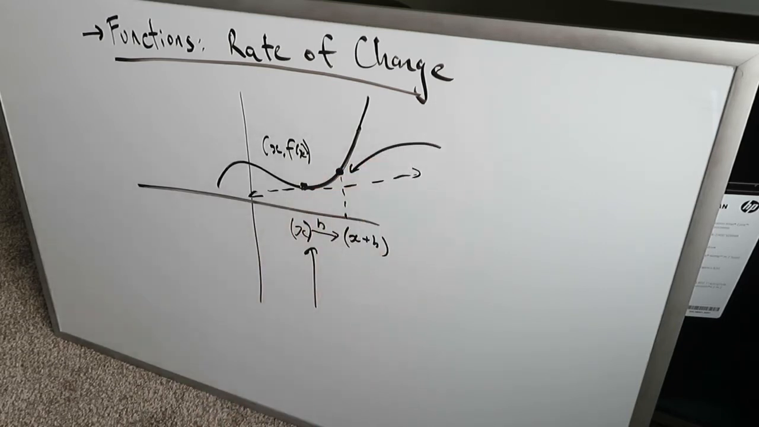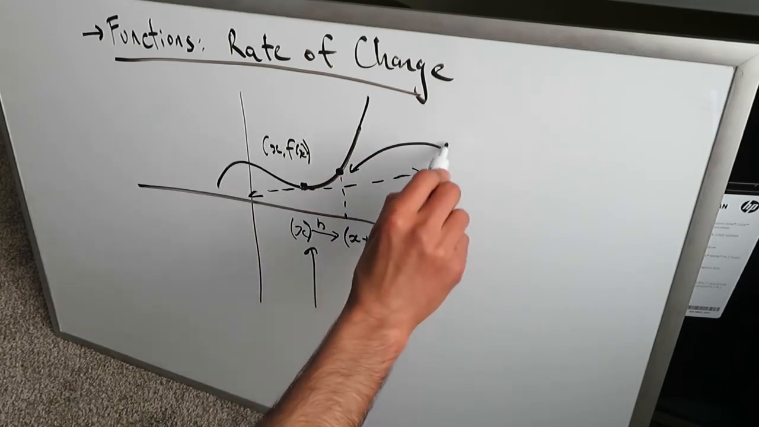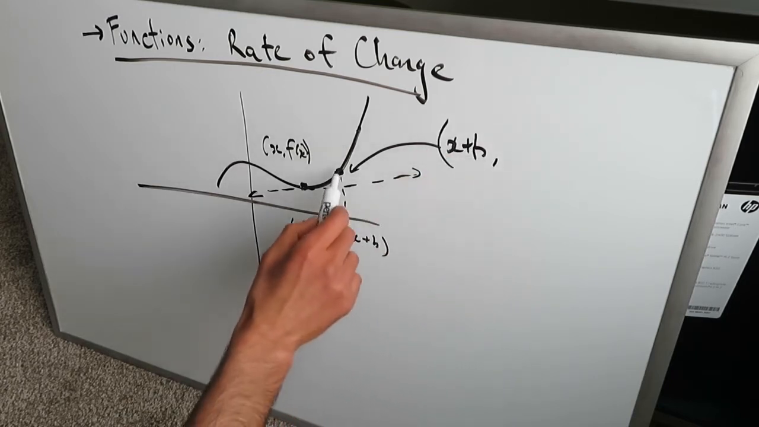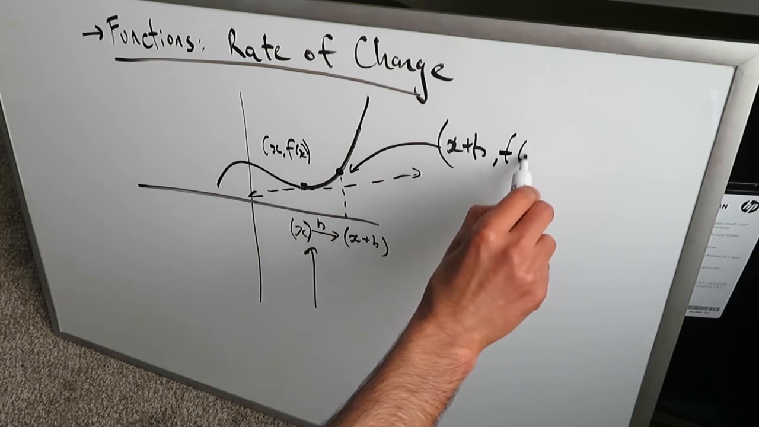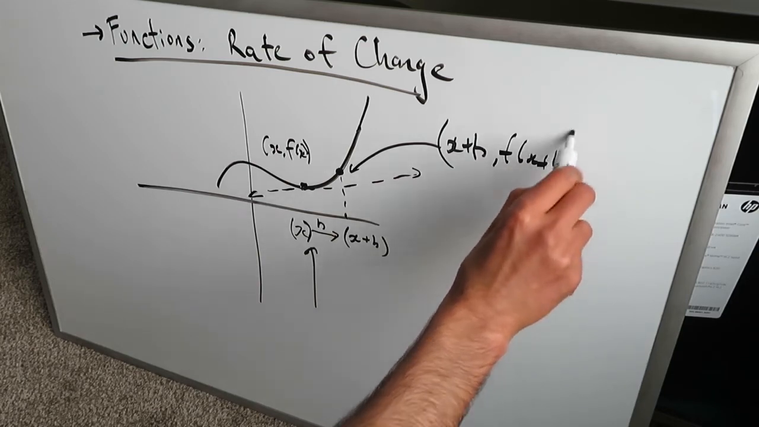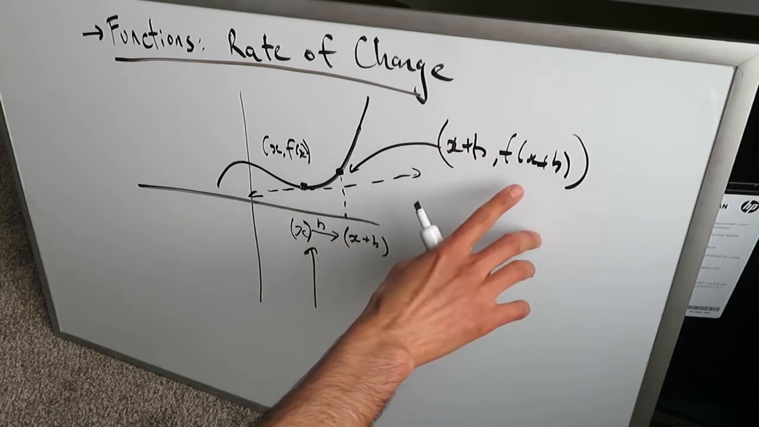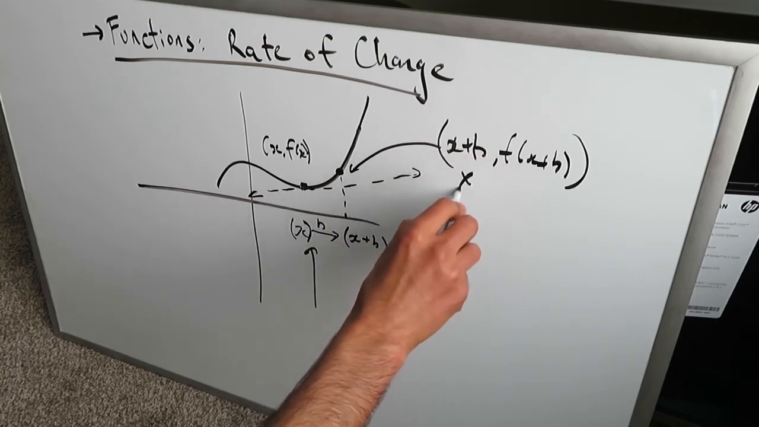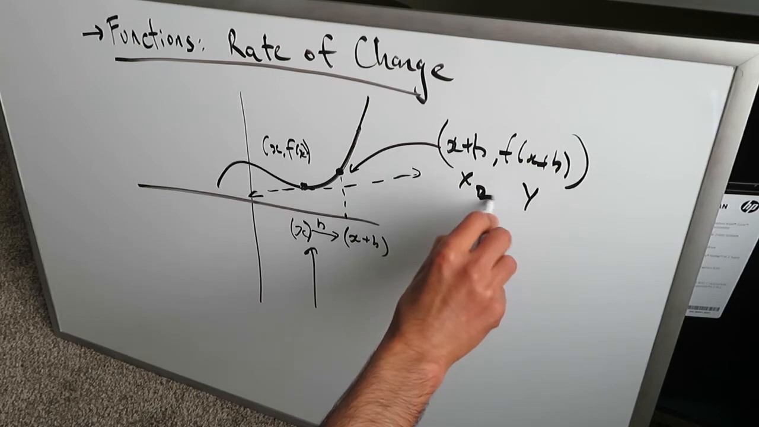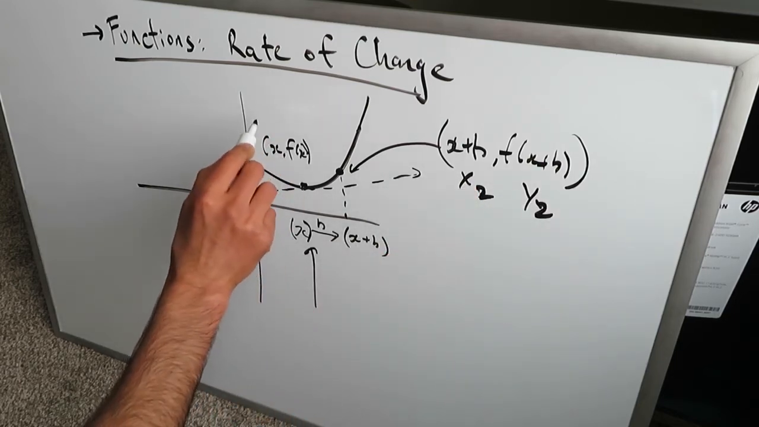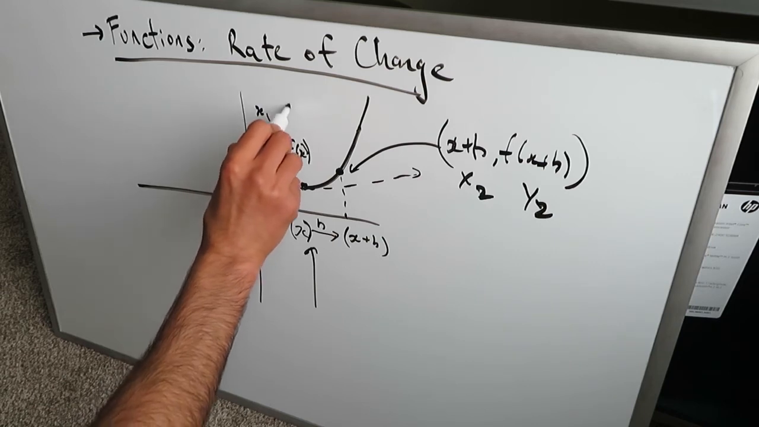But for this side over here, your coordinate pair is of course x plus h, because x plus h represents your x value. And what's your y value here? It would be f of x plus h. You see this? Now we have two coordinate pairs. x plus h comma f of x plus h. This is my x2 and y2 values over here. And over here I have x comma f of x. This is my x1 value and y1 value.